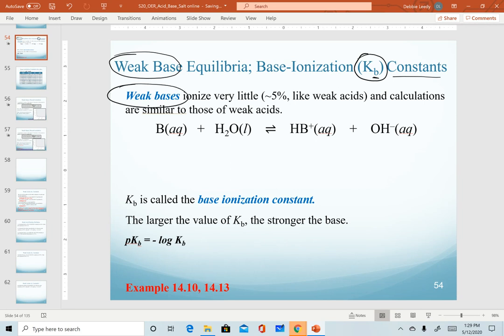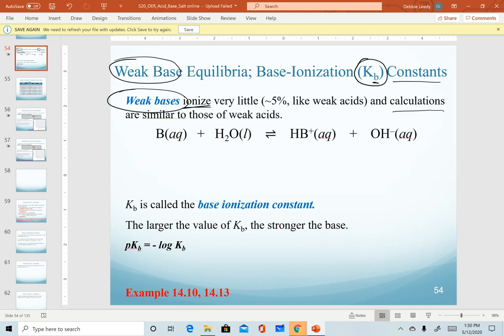So here again, weak bases are weak because they ionize or dissociate very little, only about 5%. And all of their calculations are similar to those of weak acids. They set up ICE tables, we have equilibrium expressions, we solve for X to find pH. The one key difference, of course, is that in a weak base system, we would solve for hydroxide concentration, meaning that in our last step to solve for pH, we would have a few more steps to go through.